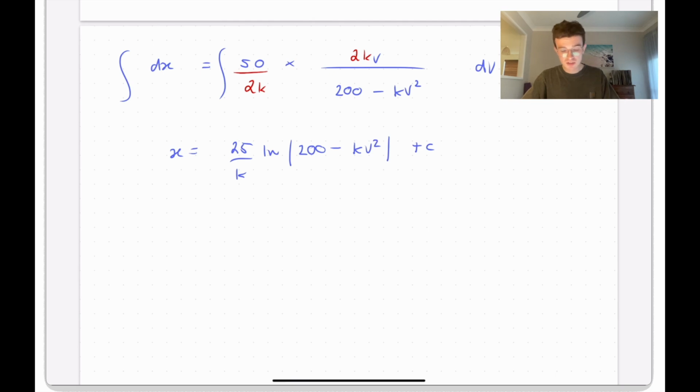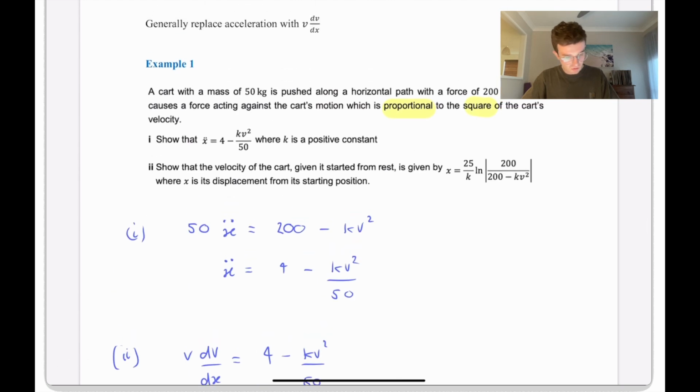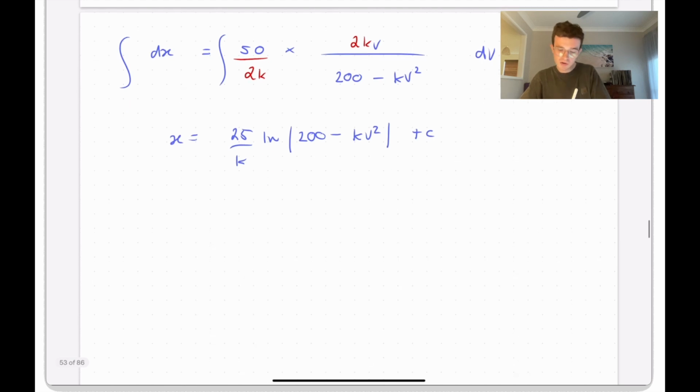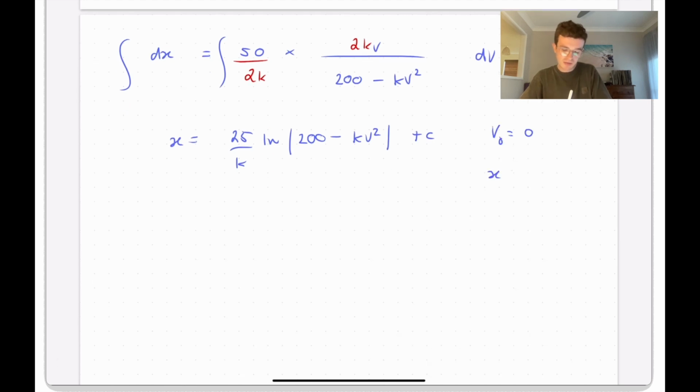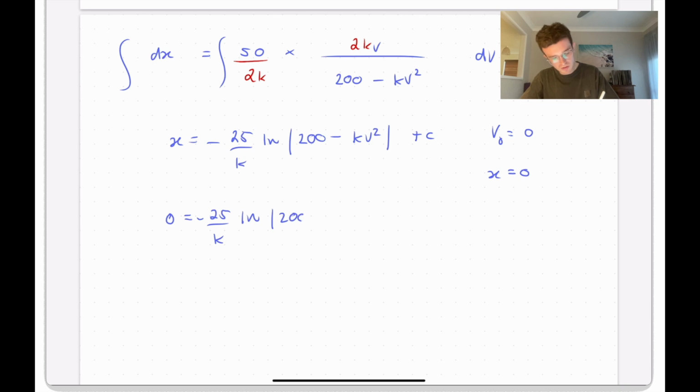Let's just have a go finding the constant c. We haven't done that for a while. We know that its velocity is initially 0, I think. Does it start at rest? Given it started from rest, that means v0 is equal to 0. So its initial velocity is 0 and its initial displacement is 0. So 0 is equal to 25 on k. And actually, we need to put a negative here because if you integrate this, you get negative ln. So minus 25 on k, ln of 200 plus c. Now that means c is equal to positive 25 on k, ln of 200.